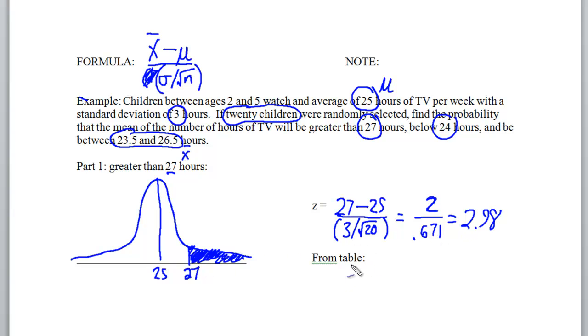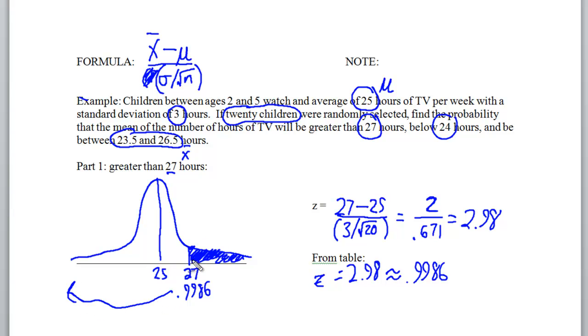Now if we go to the table in your book, it's in the front cover or on page in the 700s, we can find that the z-score of 2.98 is approximately 99%, close to 100%. So that is going to be 99% are below that 27.